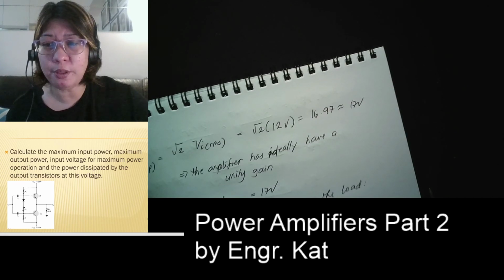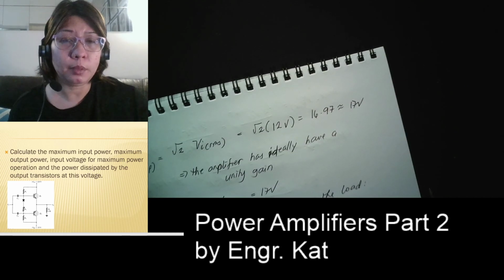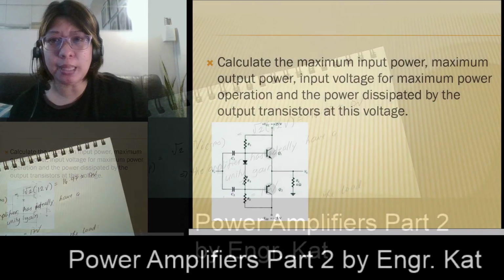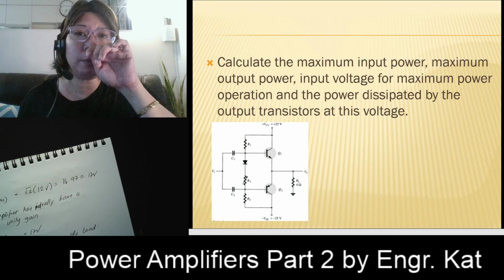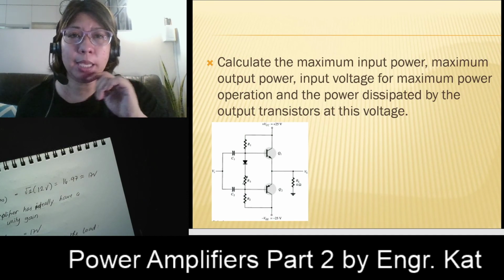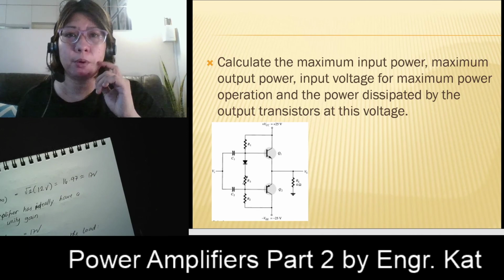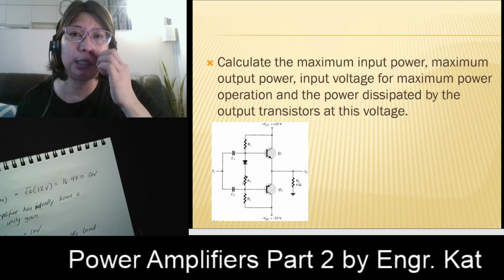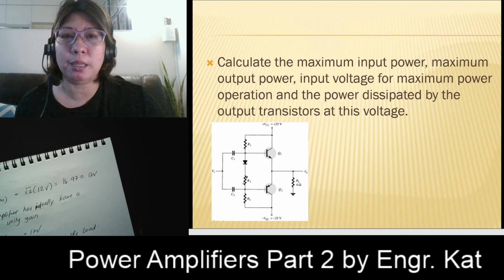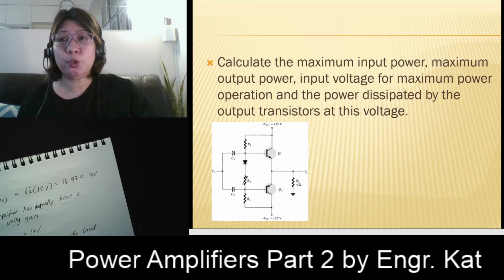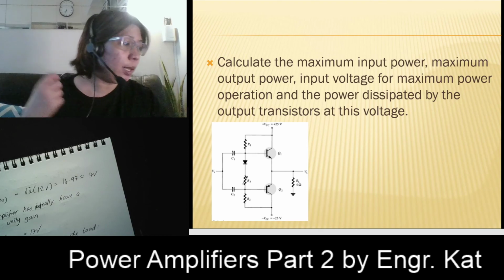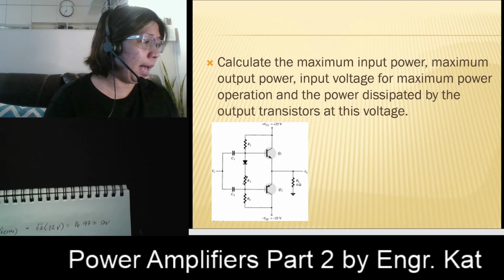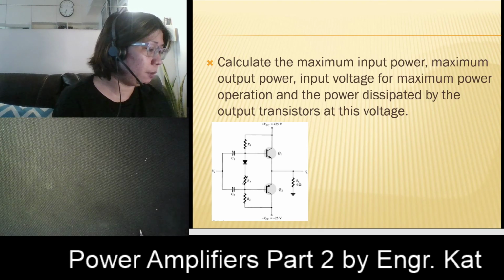Okay, so let's have another example. In this example, it says to calculate the maximum input power, maximum output power, the input voltage for maximum power operation, and the power dissipated by the output transistors at this voltage. So we are asked for the maximum values. Okay, so what do we do if we are asked for the maximum values?